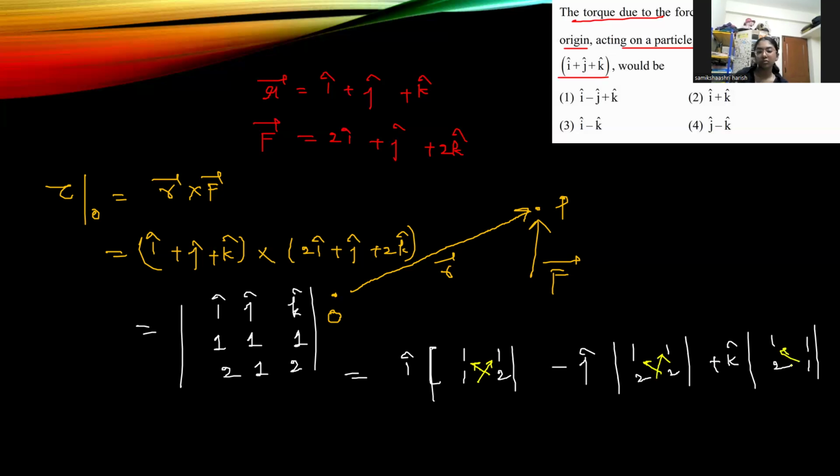Okay. This will be 2 minus 1, that is i. i, 0, minus k, I guess. Answer: yes, option C. Clear? Any doubt? Tell me.